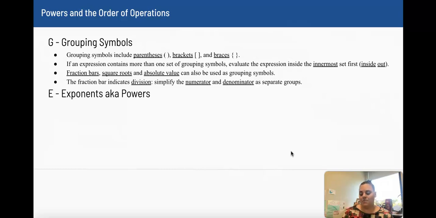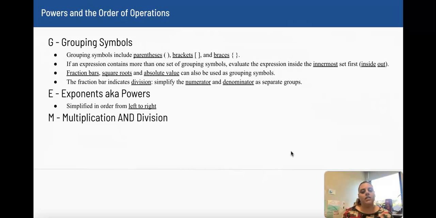Then we have exponents, aka powers. We're going to simplify these in order from left to right. This does include our radicals at this time, or our square roots. They are technically a power.